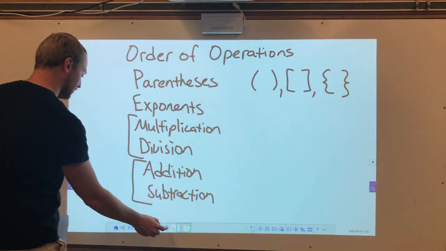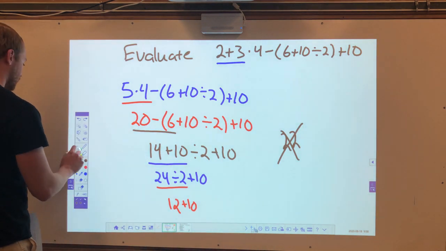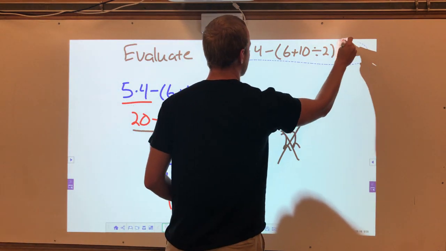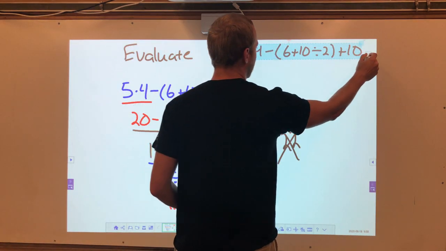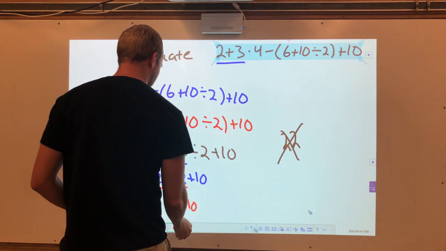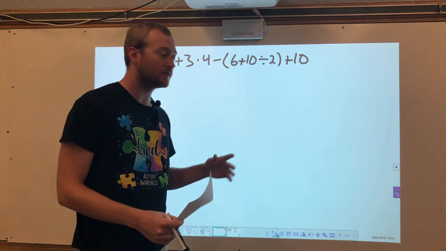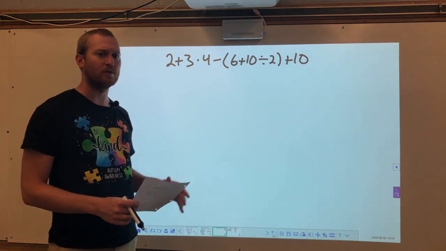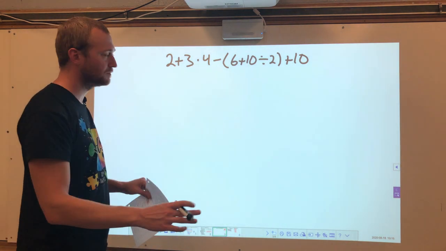So let's go back to our original expression and do it correctly this time. Let's do it with the order of operations and see what we get. Let's evaluate this expression the correct way, with the order of operations, not just going from left to right.